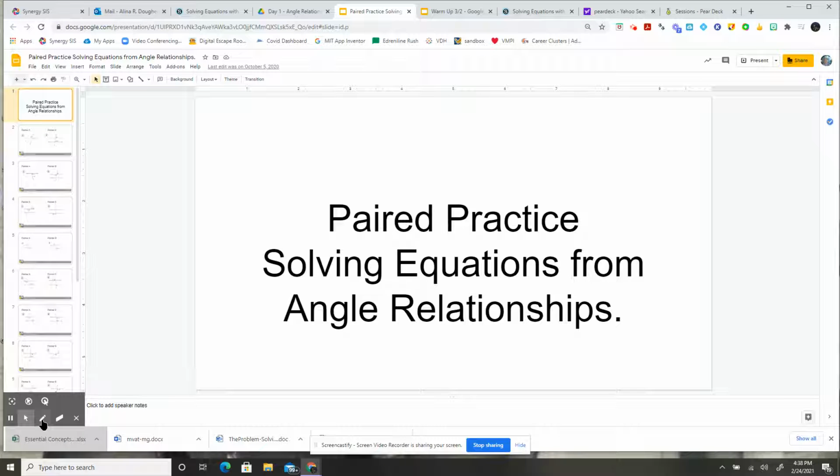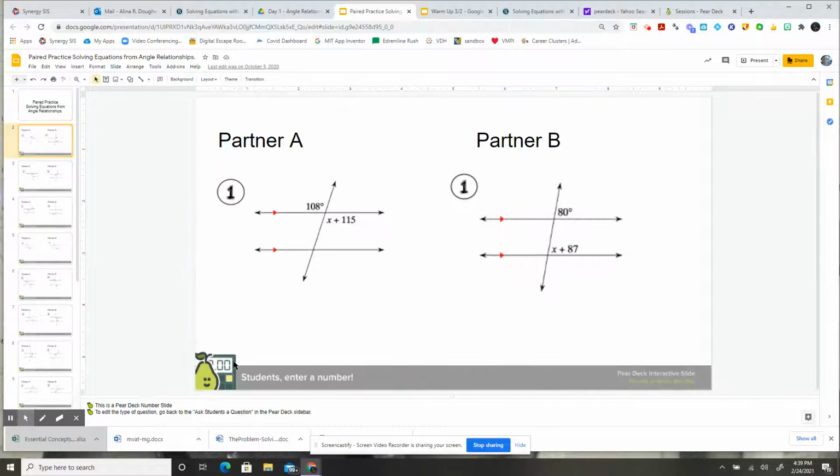Hi guys, in this practice, there's two problems on every page. I'm going to do the left side, you're going to do the right side on your own paper, hopefully at the same time. They're two totally different problems, but we should come up with the same answer. So let's go to the second slide and see what we're going to do.